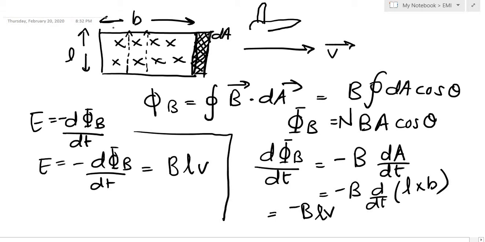So if you attach a voltmeter to this end and this end of the metal sheet, it will actually record a potential difference as the metal sheet is moving through the magnetic field, and its magnitude will be given by this BLv. This is a very important formula. It's good if you memorize it. It will be required for many more numericals.